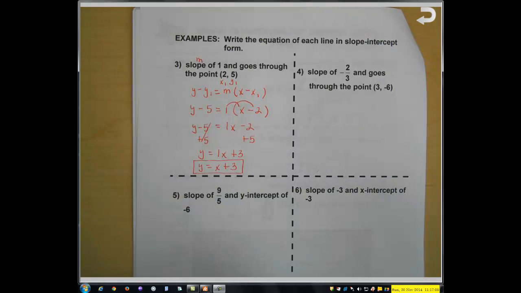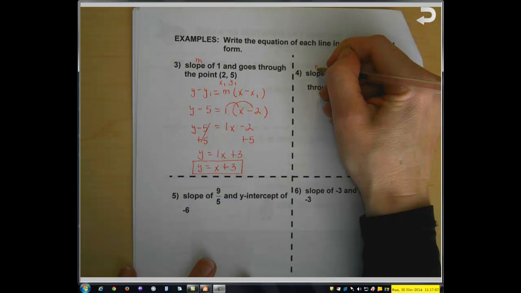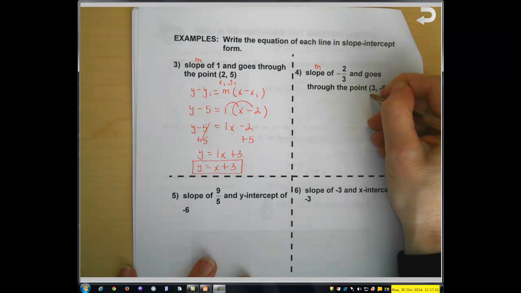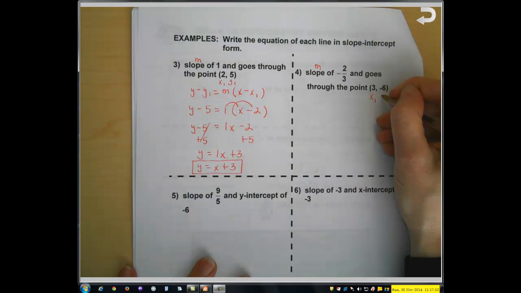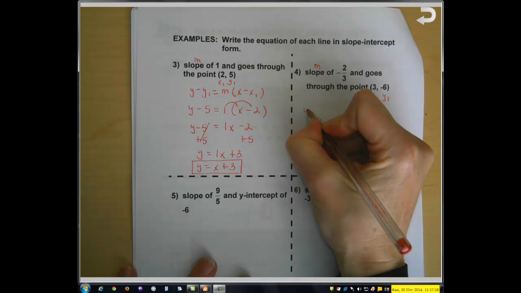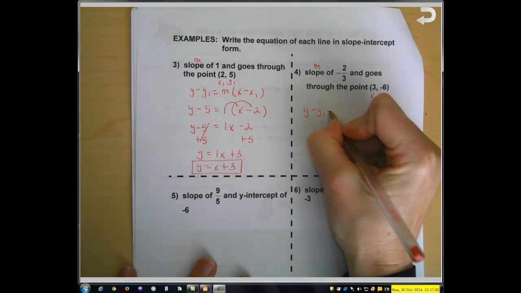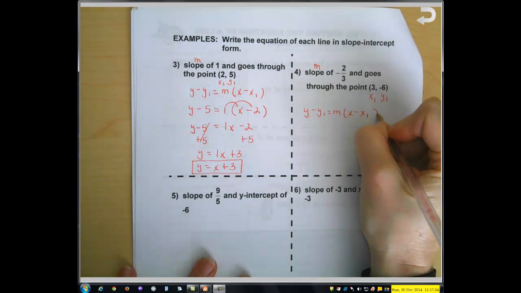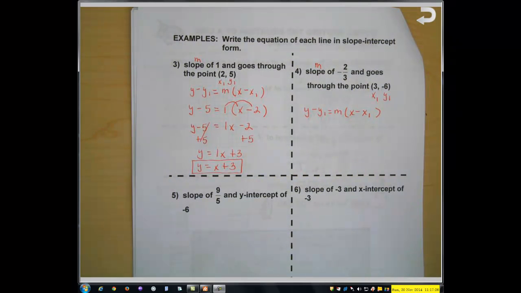Let's do another example. This time we're given a slope of negative 2/3, and we're given an x-coordinate of 3 and a y-coordinate of negative 6. So we'll write out our point-slope form. By the way, the more steps you show in solving your problem, the less likely you are to make mistakes. So take your time and show all of your work.